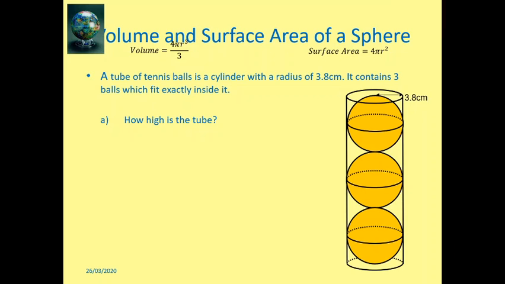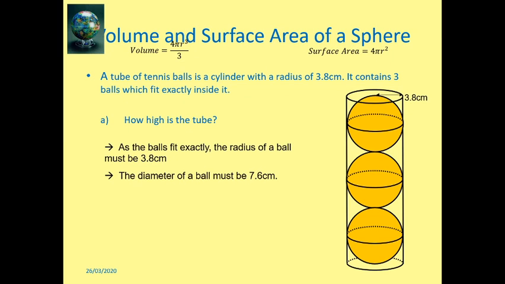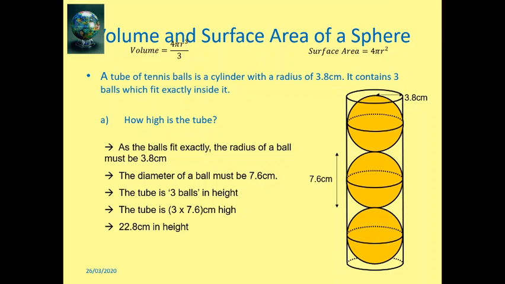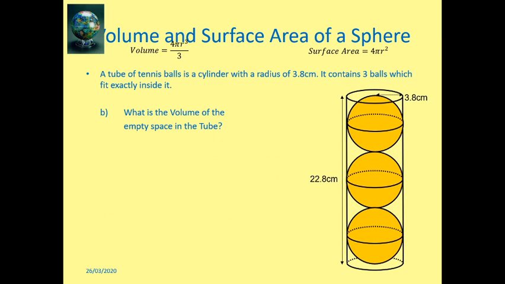And how high is the tube? If you know the radius is 3.8, you've got to think how many radii is the height. So the diameter is 7.6, and I've got 3 of them. So 22.8 in height, should be good. The volume of the empty space. Now what we need to do is 2 things. First of all, we need to find the volume of the cylinder, then take away the volume of the 3 tennis balls.